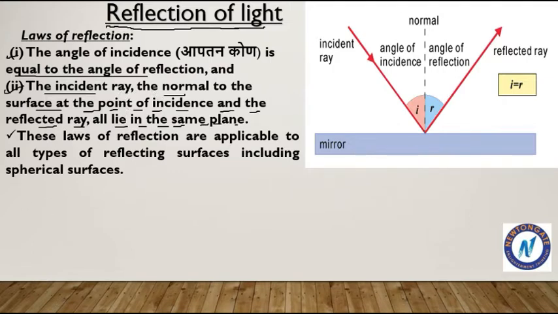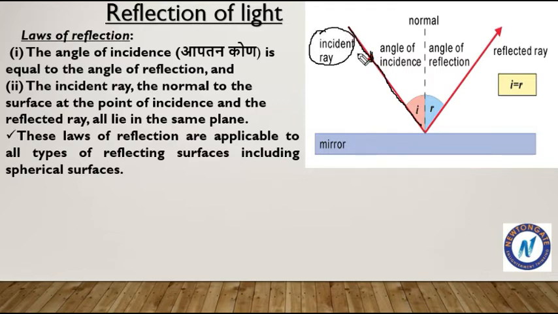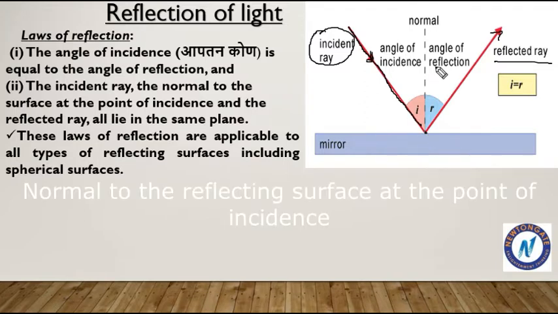Since we have already discussed it in our previous chapter, you must be knowing that the incoming light ray, that means the light ray which is falling on the surface of an object, is known as the incident ray, and the light ray after bouncing back is known as the reflected ray. This is the point of incidence because the light ray is striking the surface at this point, and we draw a normal at this point of incidence. This is known as the normal.